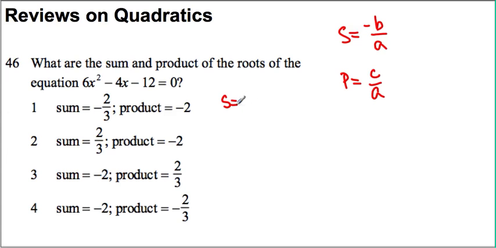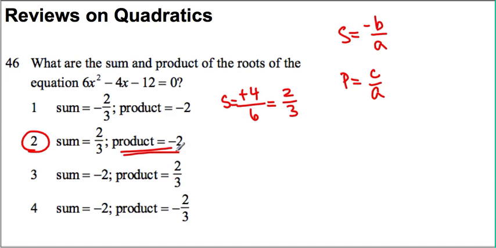Sum must be, negative is part of the formula already, b value here is negative 4. So negative 4 becomes simply positive 4, over a, which was 6, so we end up getting 2/3. Now, which one has sum as 2/3? The only possible answer would have been choice 2.